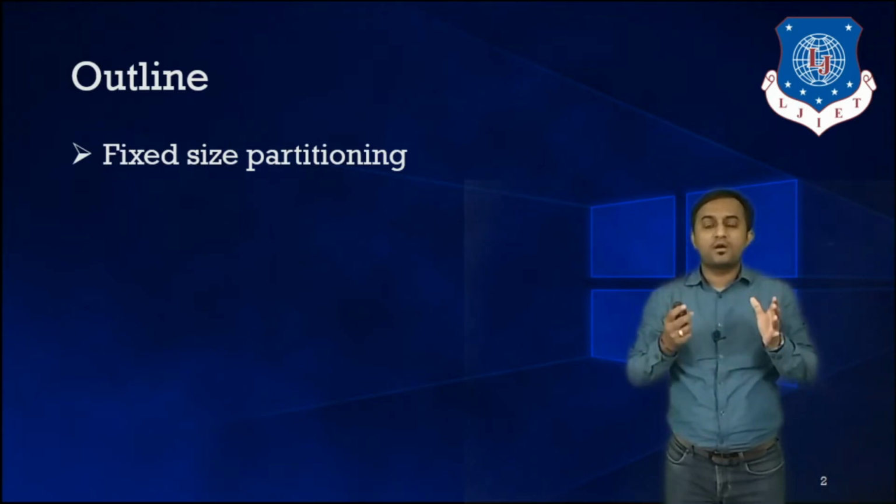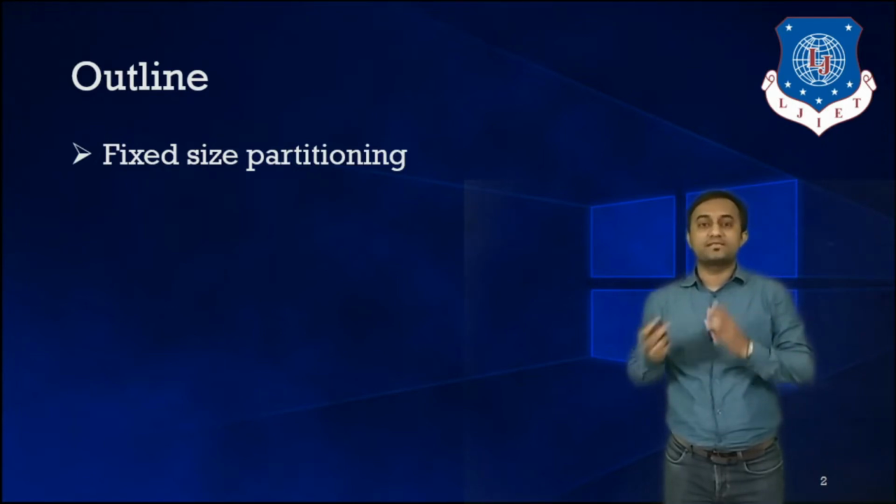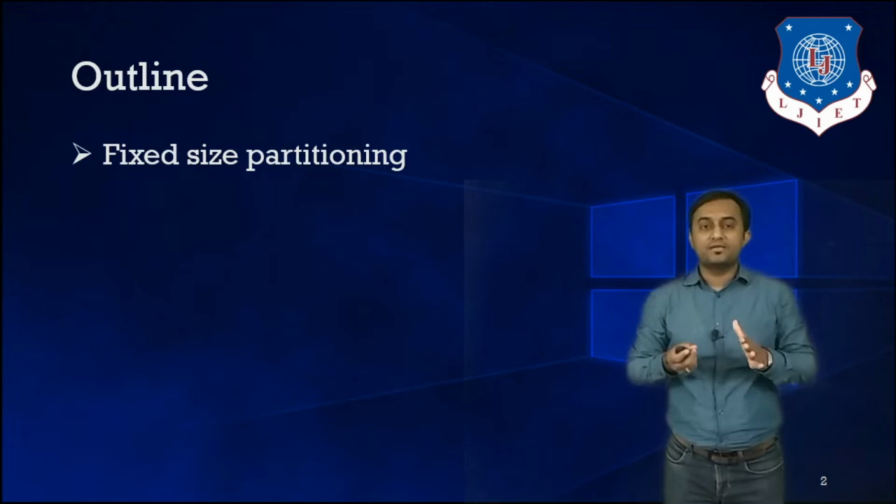in the case of contiguous memory allocation, it has two types. One is fixed size partitioning scheme, and second one is variable size partitioning scheme. In the last lecture, we have already discussed the variable size partitioning scheme. Now, in this particular session, we are going to discuss fixed size partitioning scheme with example, and later on we will discuss the advantages and disadvantages of fixed size partitioning scheme.